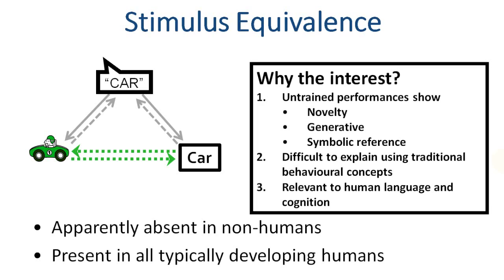Stimulus equivalence and relational frame theory, which was the theory developed after Sidman's work, complemented and expanded those initial formulations proposed by Skinner as a way to tackle language or verbal behavior. That ability to establish relationships among stimuli seems to be a key component to human language and cognition.